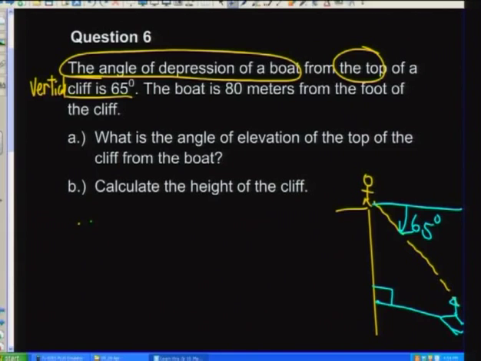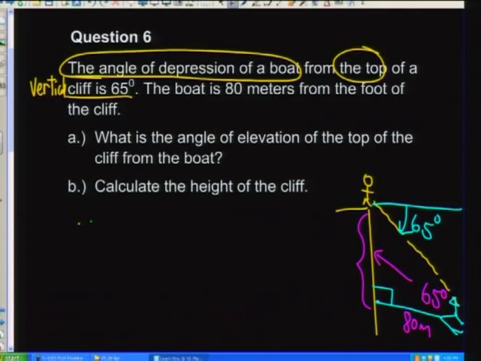What is the angle of elevation of the top of the cliff? The angle of elevation, if the person is standing at the boat and looking up at this person, will be exactly the same. So this angle will be 65 degrees. Okay? And calculate the height of the cliff. Well, how high is the cliff? And we know that the boat is 80 meters from the foot of the cliff. Sorry, they did tell you that. It's 80 meters. So how high is this cliff?